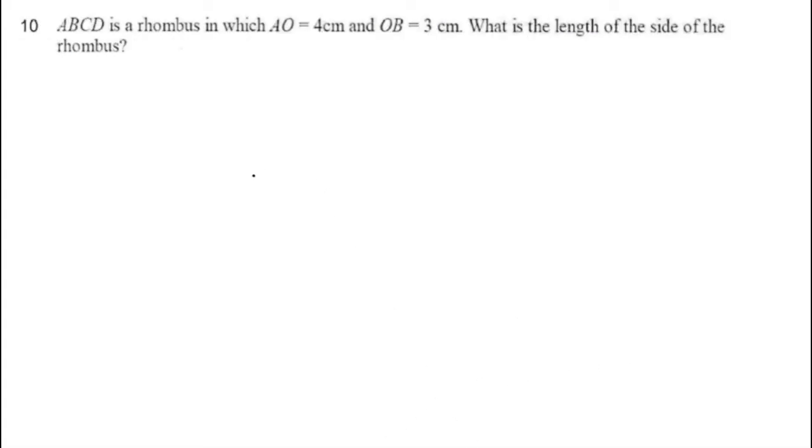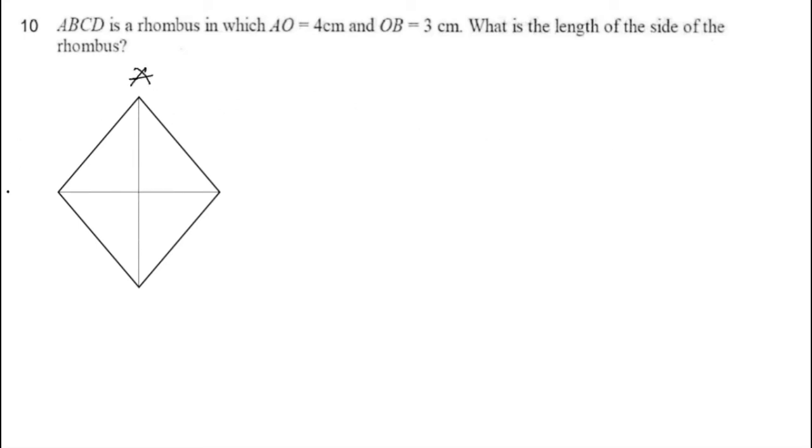Question 10. ABCD is a rhombus in which AO is 4 centimeter, BO is 3 centimeter. What is the length of the side of the rhombus? Let me take the rhombus here. Let me name the rhombus as ABCD. And the diagonals intersect at O. The length of AO is 4 centimeter. The length of BO is 3 centimeter.